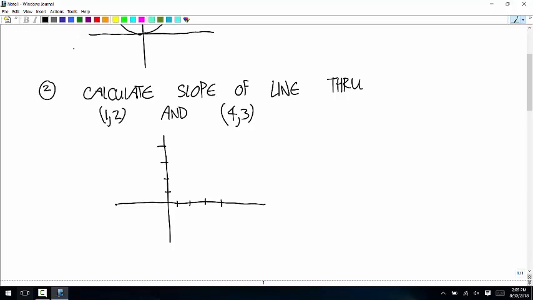Okay, so the first set of coordinates is 1 along the x-axis and 2 along the y-axis, so there. And the second point is 4 along the x-axis and 3 along the y-axis, so there. And if you connect those two points with a line, it looks like that. And we're trying to figure out what the slope of that line is.